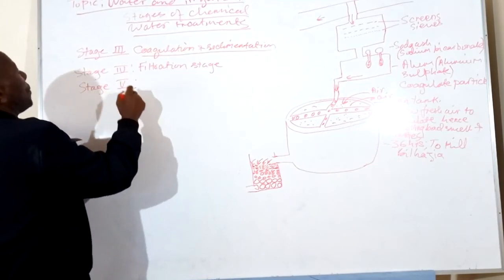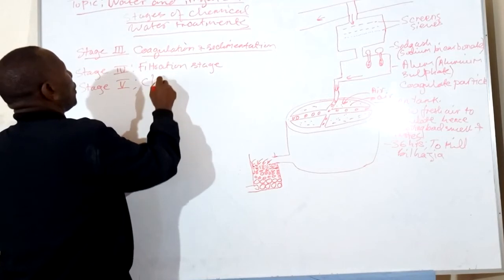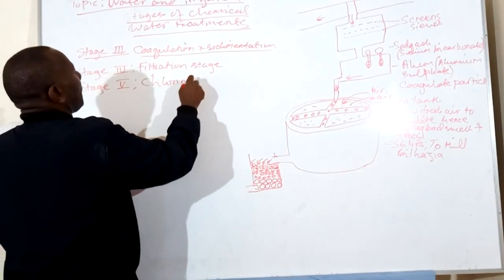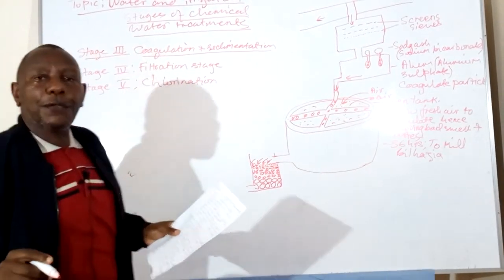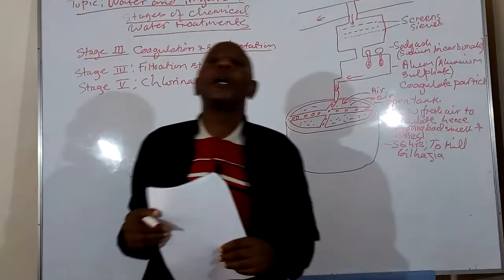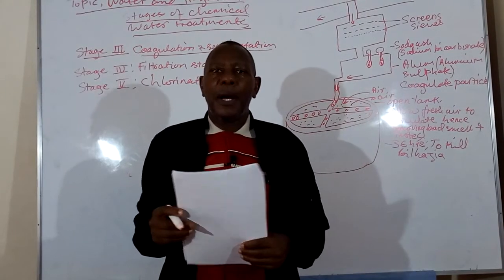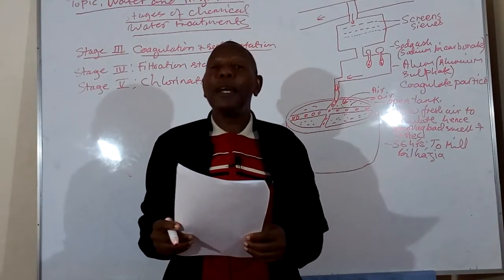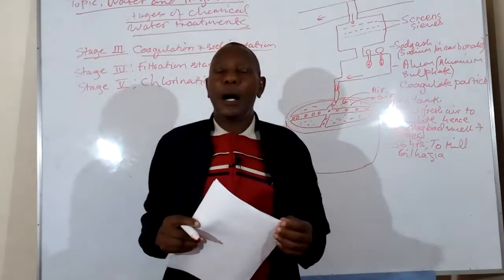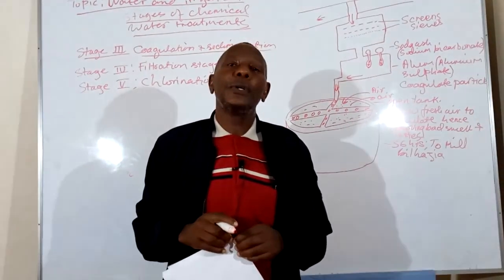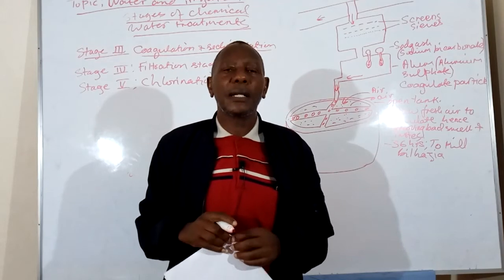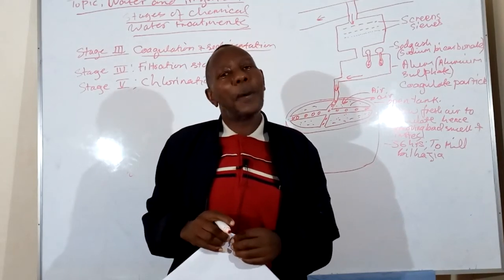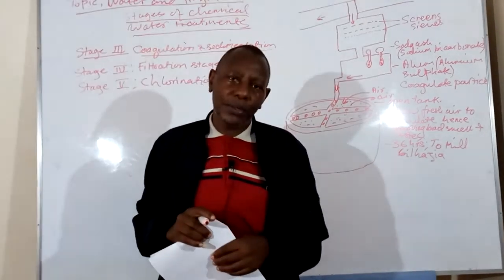Stage 5 is called the stage of chlorination. The term chlorination is derived from the element chlorine. Chlorine is an element that is used in various doses to kill microorganisms that can cause diseases. We call them pathogens or microbes.